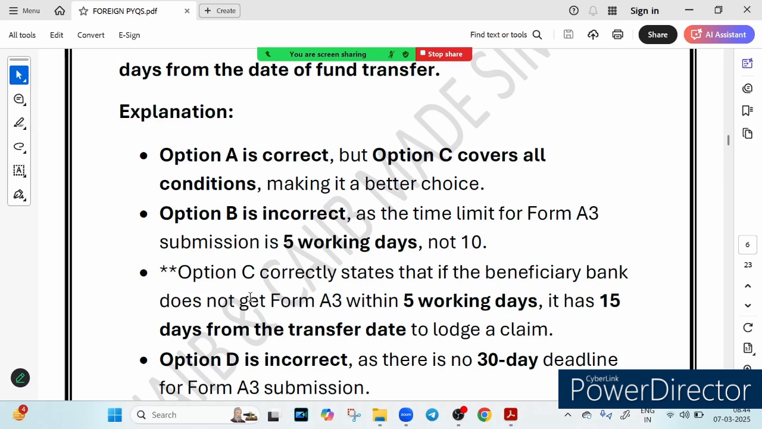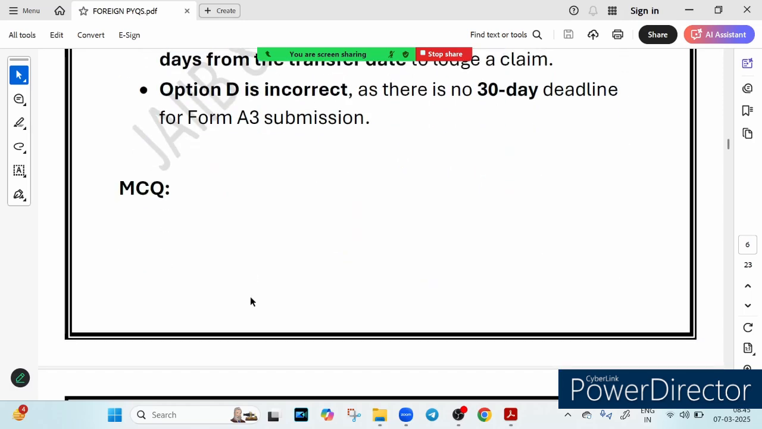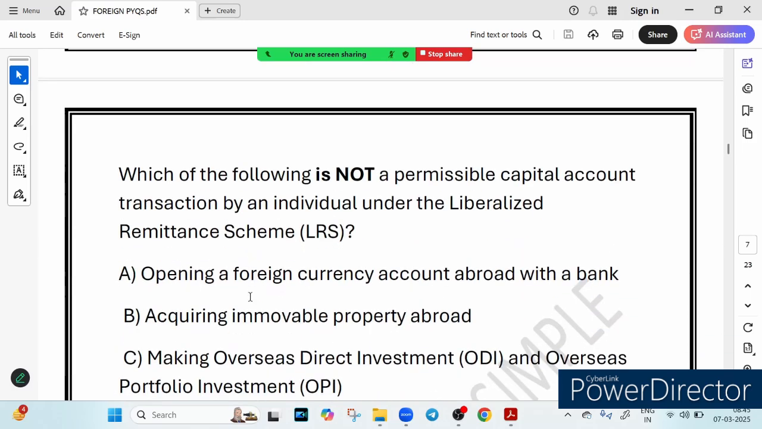So see what is happening here. There are 2 banks. One is the remitting bank, the other is the beneficiary bank. Someone is receiving, someone is giving. That's it, right? So the remitting bank must send a message that we undertake to send Form A3 separately, right? And the beneficiary bank must receive Form A3 within 5 working days or a penalty is imposed, and if it does not receive Form A3 within 5 working days, it must lodge a claim within 15 days. So these are the timelines which you must note down, and questions on timelines are very frequently asked in examinations.